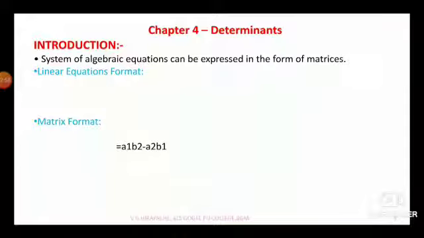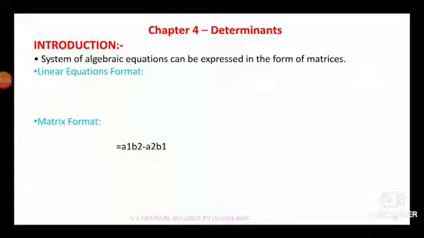In the previous chapter, we have studied about matrices and algebra of matrices. We have also studied that a system of algebraic equations can be expressed in the form of matrices. Now, the determinants introduction. System of algebraic equations can be expressed in the form of matrices.